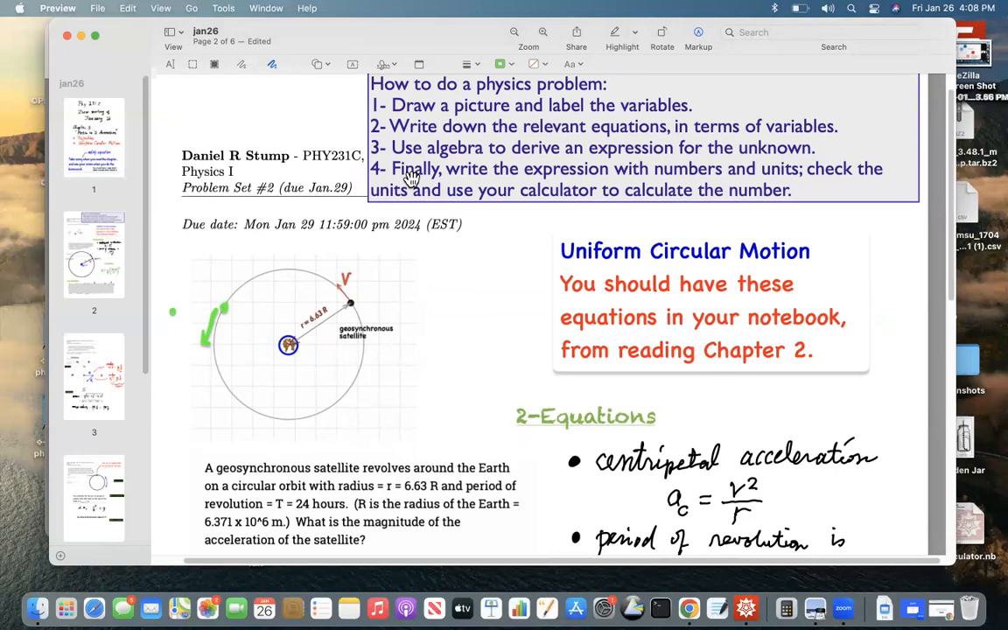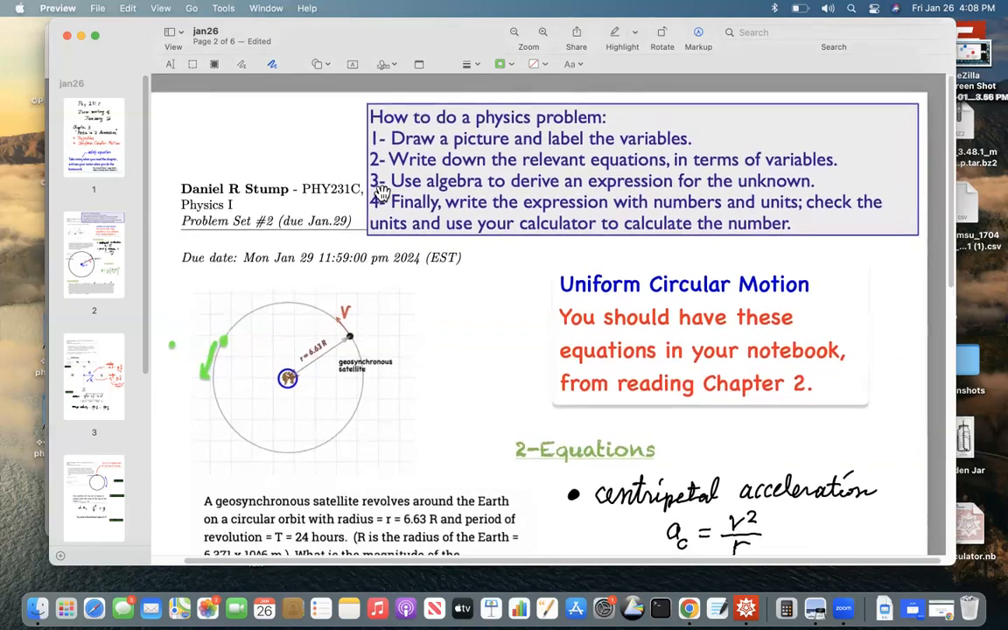You can calculate the number with a calculator, but you can't calculate the unit with a calculator. To calculate the unit, you have to look at the units in your expression. Combine those units just using algebra, and that will give you automatically the unit for the answer. So that's the four-step process for solving any physics problem, really.